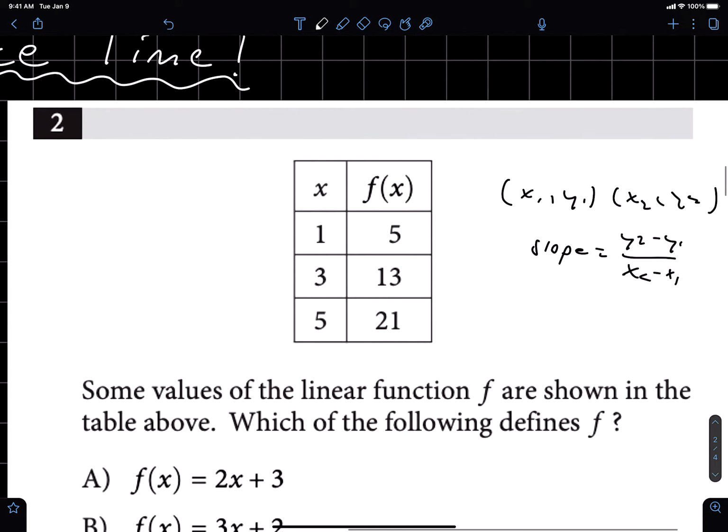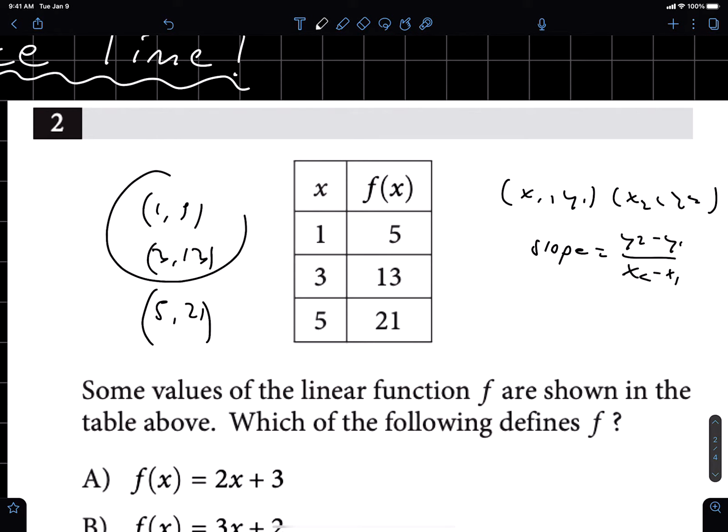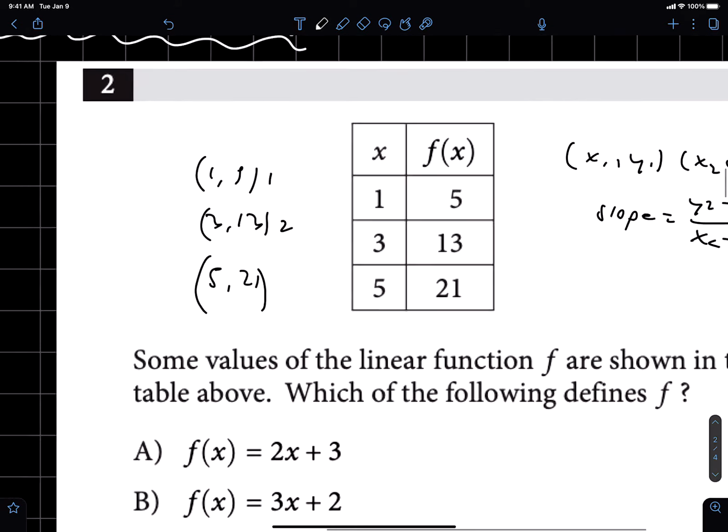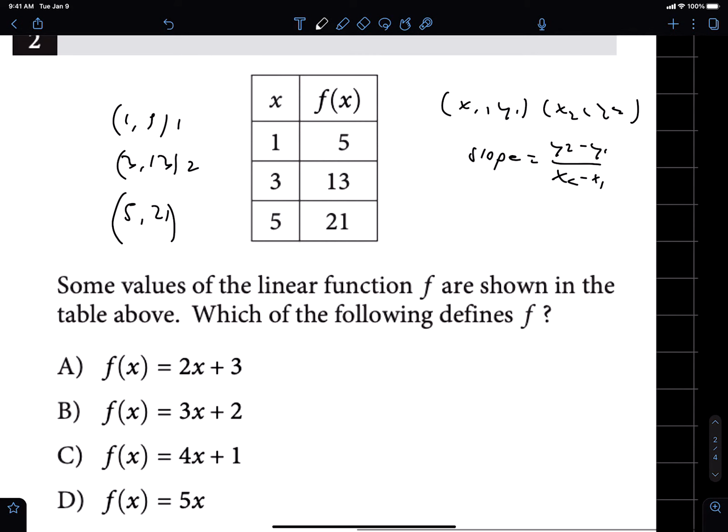In this case, we have 3 points, right? This is a table. In other words, these are just points. We have 1 comma 5, we have 3 comma 13, and we have 5 comma 21. So let's pick any two of these points to figure out our slope. Let's use these two just because they have the smallest values, where this is point 2 and this is point 1. So the slope is going to be 13 minus 5 over 3 minus 1. This is going to be 8 over 2, or 4. So we know our slope is 4.